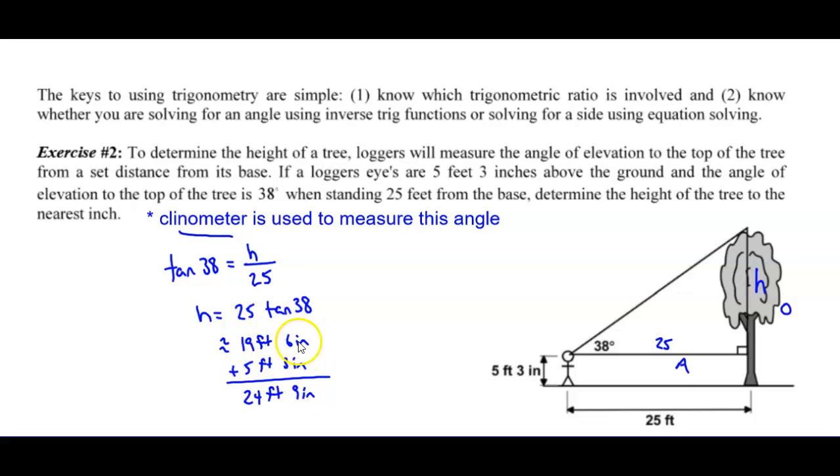And if you didn't want to do this conversion, you could do 19.5 and just treat this 5 feet 3 inches as 5.25 feet. That would be okay. You just have to remember that's a quarter of a foot, not 3/10 of a foot. But that can be done either way.